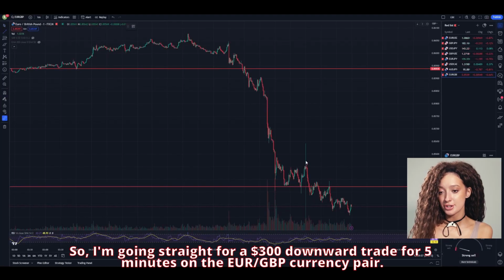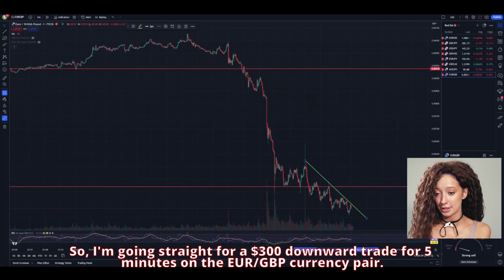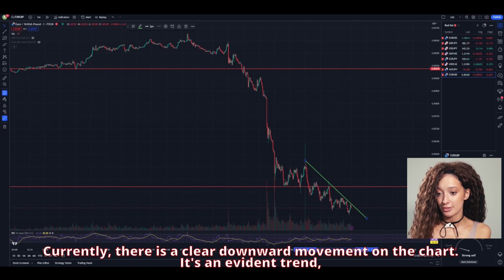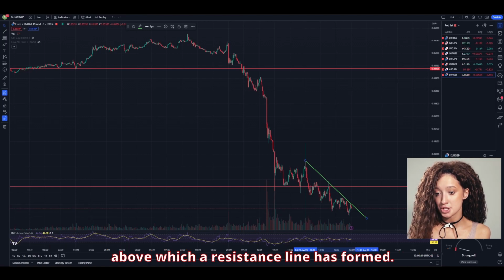So, I'm going straight for a $300 downward trade for 5 minutes on the EUR and GBP currency pair. Currently, there is a clear downward movement of the chart. It's an evident trend above which a resistance line has formed.